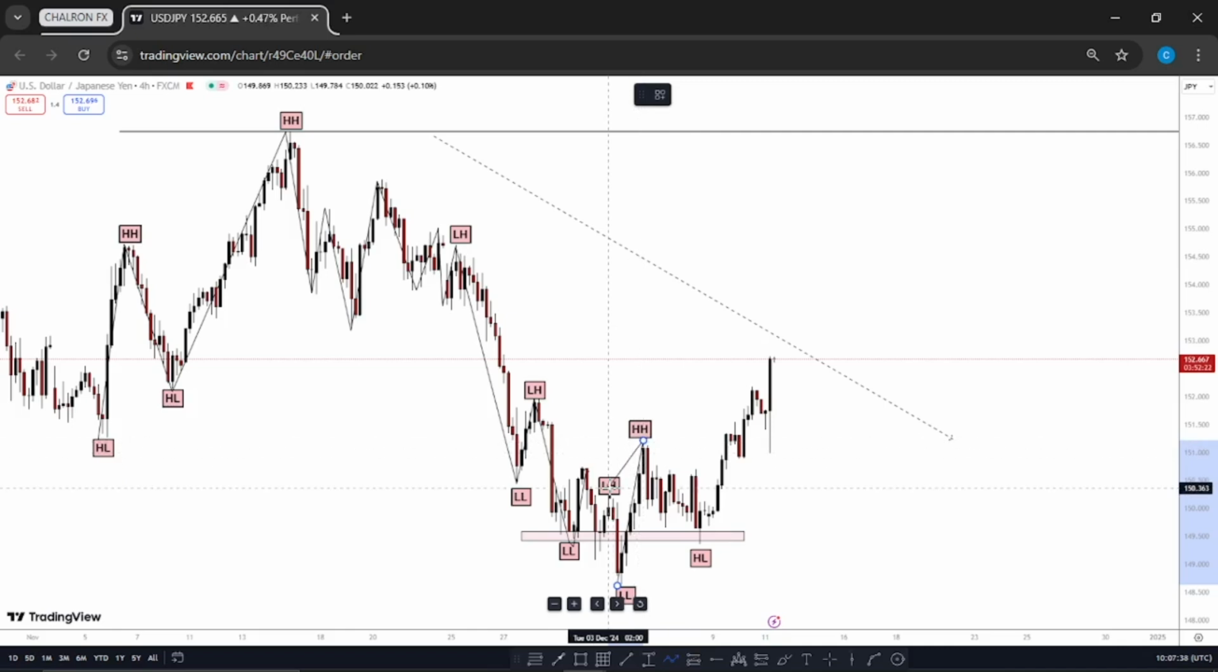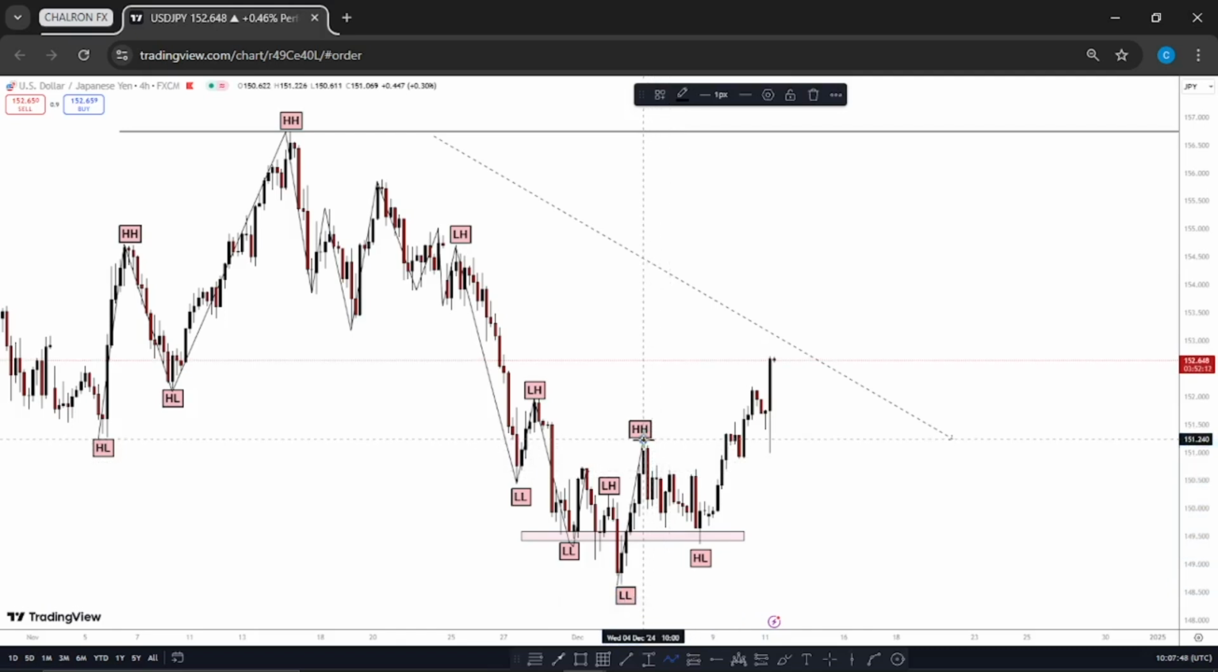What price did was break above our previous lower high to create a new higher high. So all I was waiting for was for price to come back to retest our key level, which is the support level, so we can find entries to the upside.